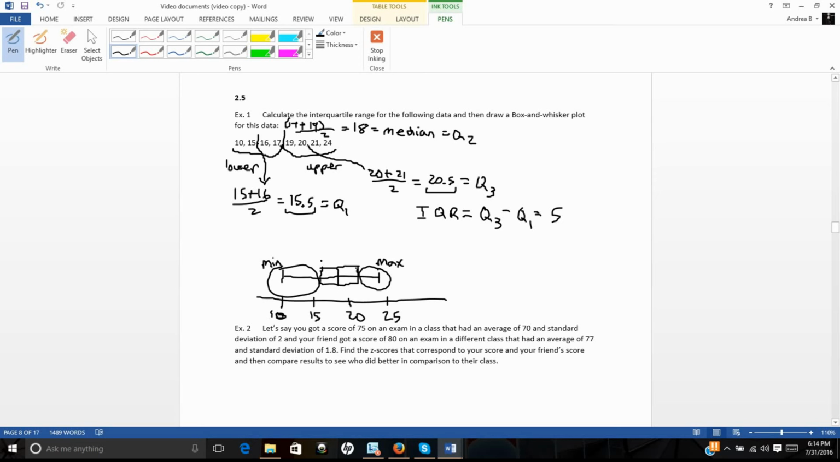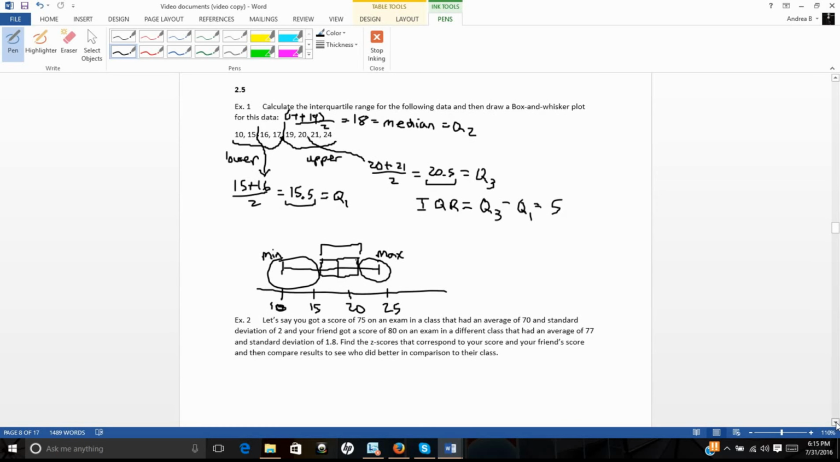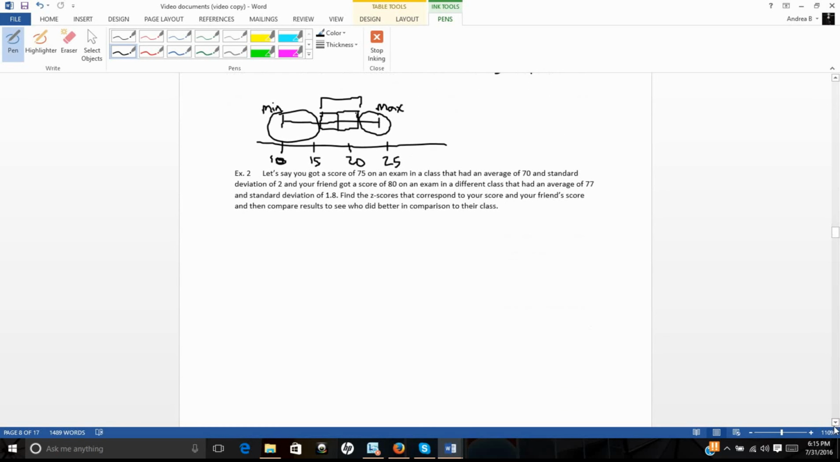You can also tell by looking inside of your box as well. If part of this is more to the right, then it's skewed right. If it's more to the left, it could be skewed left. If everything looks pretty even, then it's symmetric. Just a reminder on those terms again. So that's for our box and whisker plot.